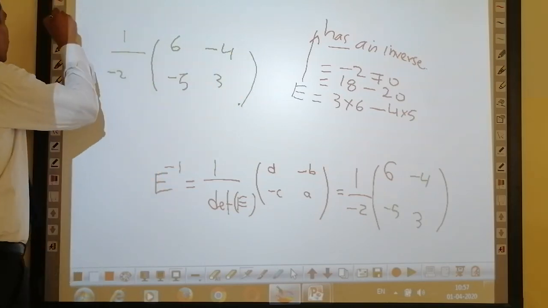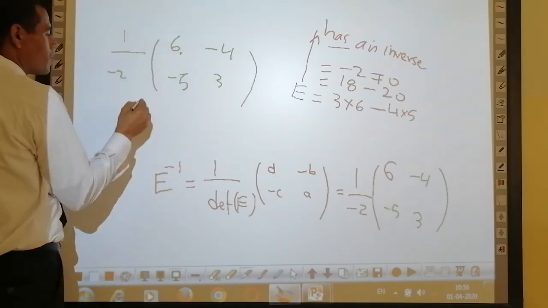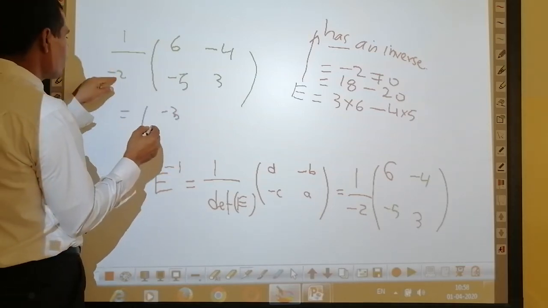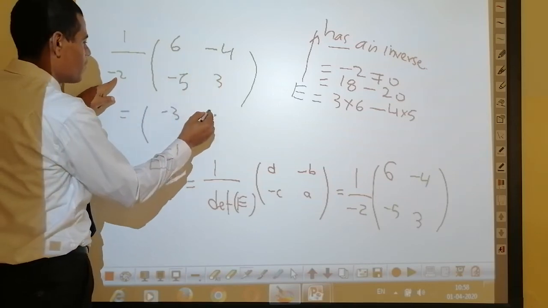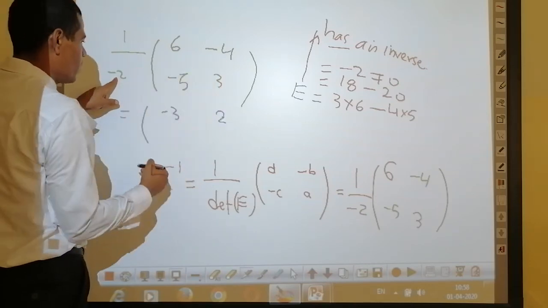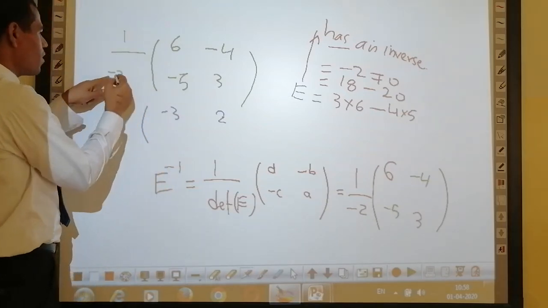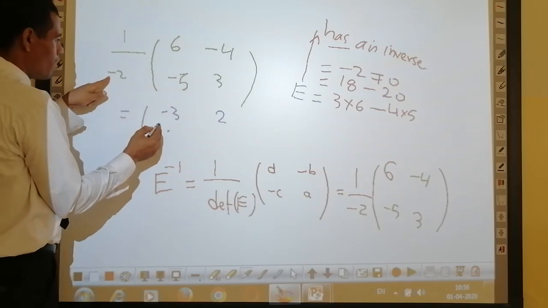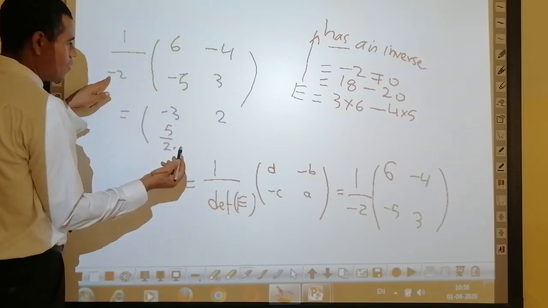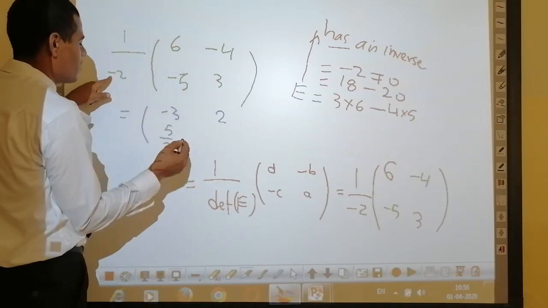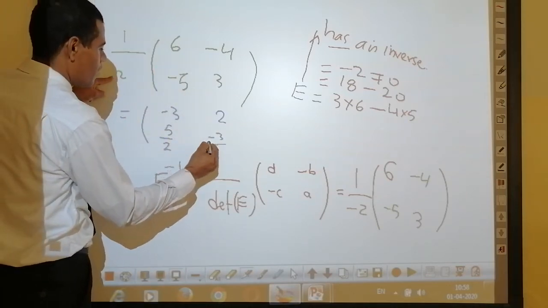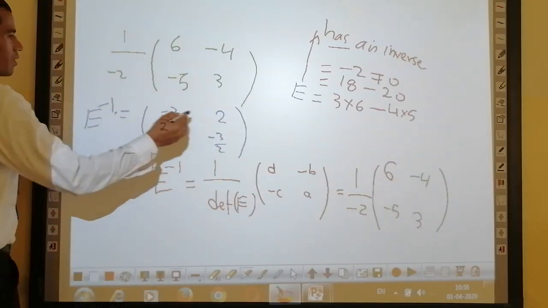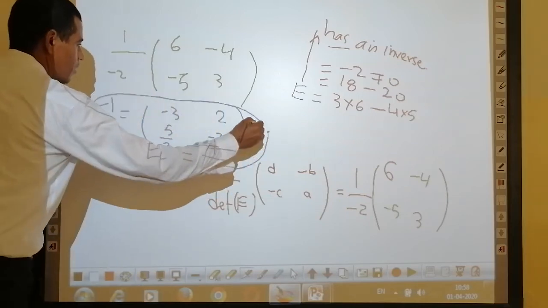Okay. 1 over -2, my kids, multiplied by 6 will be equal to -3. Why? Because there is a negative sign. Then 1 over -2 multiplied by -4 gives 2. Negative by negative is positive, 4 divided by 2 is 2. Then 1 over -2 multiplied by -5. Negative multiplied by negative is positive, it will be 5 divided by 2, which is 2.5. Then 3 multiplied by -1 divided by 2 gives -3 divided by 2. So this is the answer, my kids. E to the -1 is that. Okay? The next.